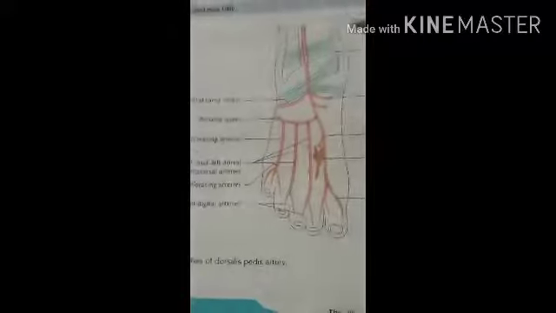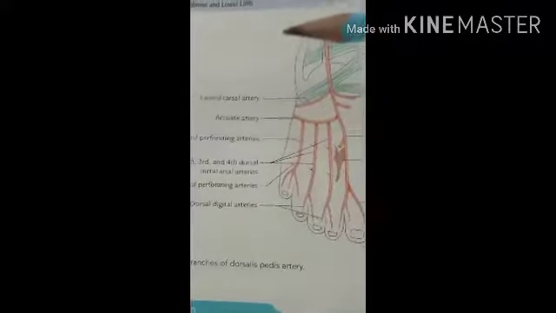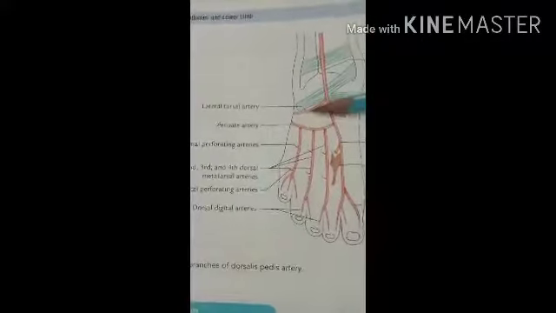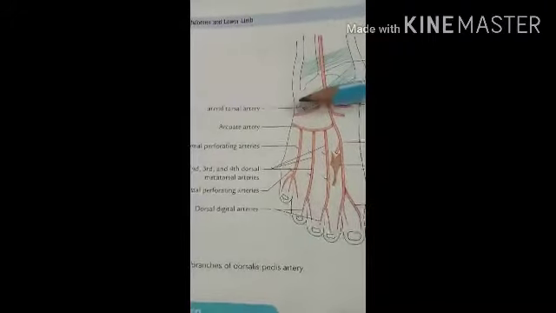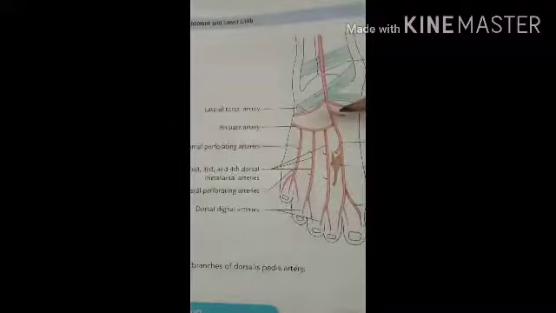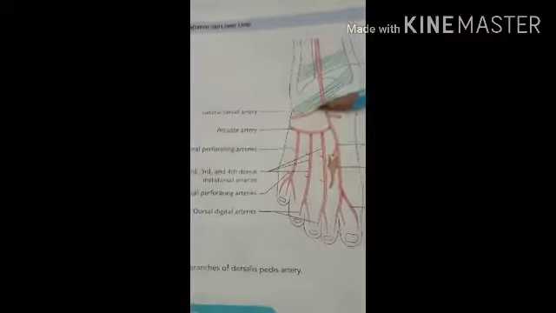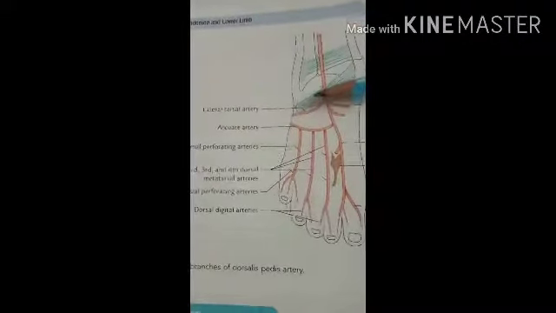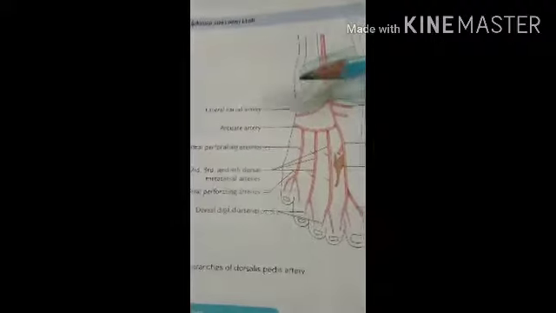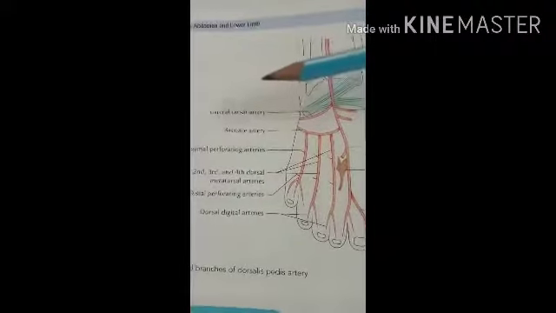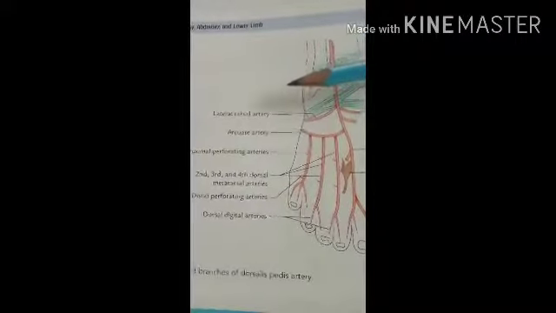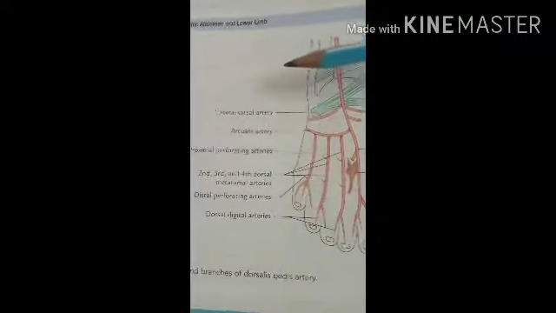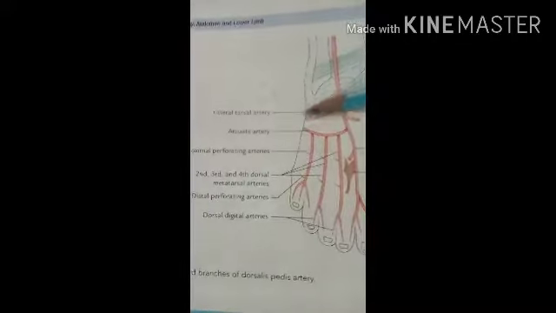The first branch is the lateral tarsal artery. Here you can see the lateral tarsal artery. It is larger than the medial tarsal artery and arises near the navicular bone. It passes deep to the extensor digitorum brevis and supplies that muscle and the neighboring tarsal joints, and ends in the lateral malleolar network.